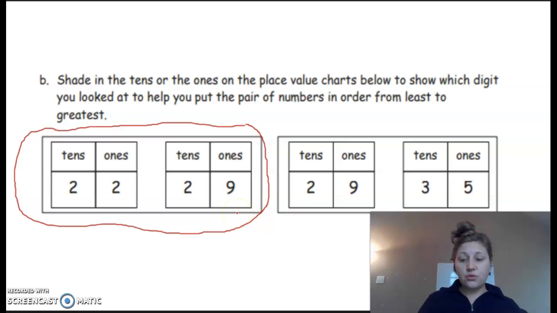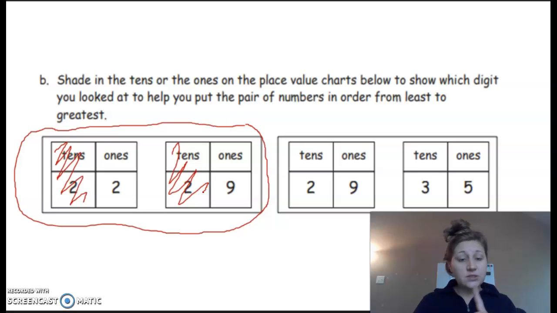What it wants you to do is shade in either the tens for both numbers or the ones for both numbers, telling me which one you looked at to figure out which one is greater or which one is smaller, okay? So if you looked at the tens, here's what you're going to do. You're going to shade in the tens here and the tens here.